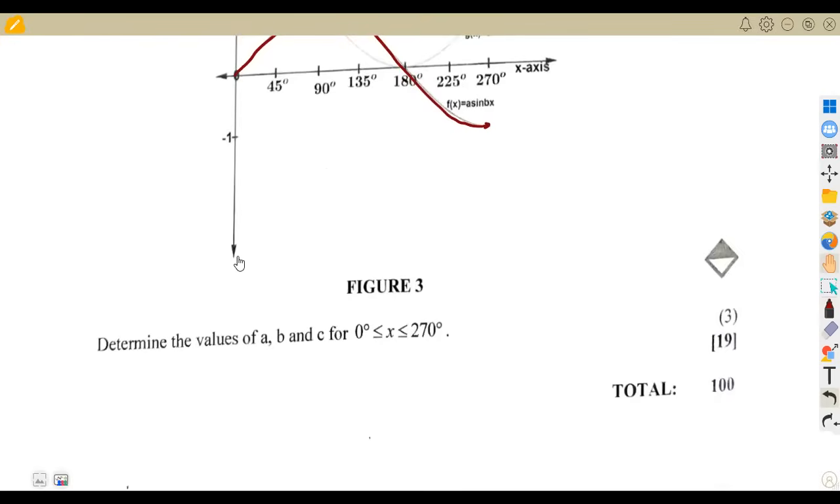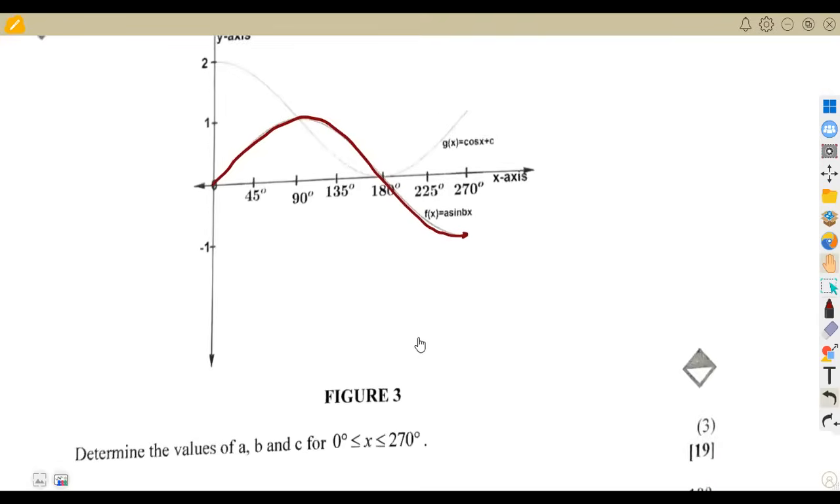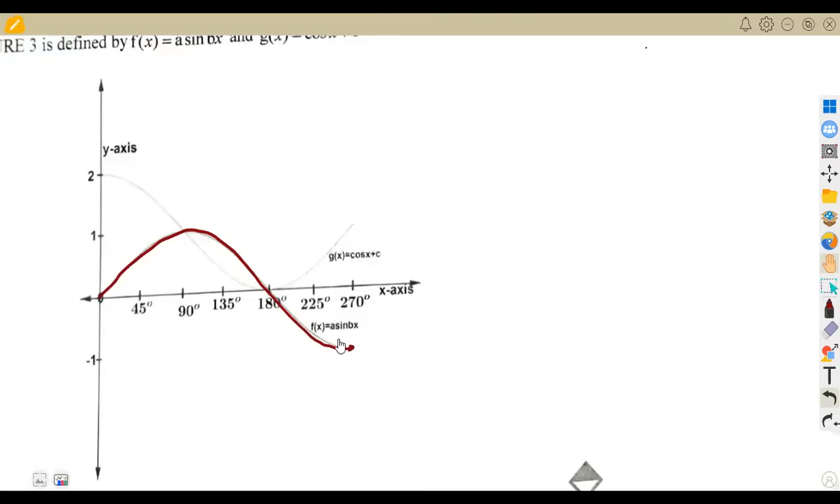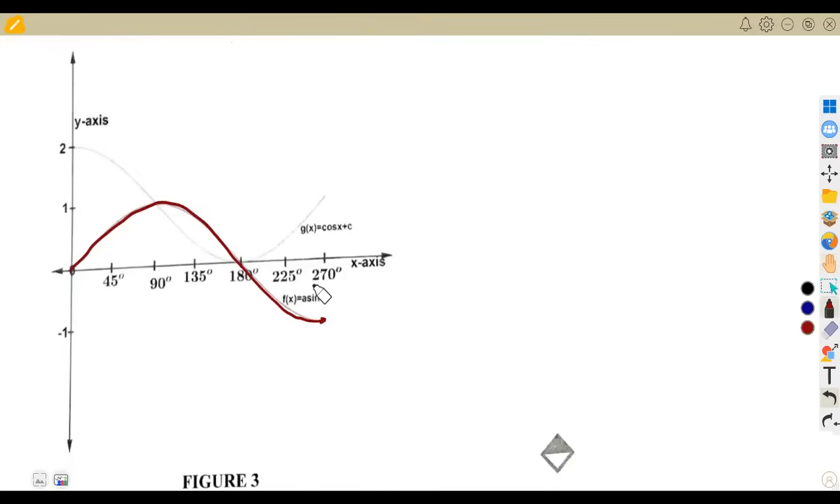Determine the value of a, b, and c for values from 0 to 270. So you need the values of a, b, and c from 0 to 270. If we consider from 0 to 270 in this case, take note, this is the graph of sine, and from our normal graph of sine x, guys, you are supposed to know your graphs.